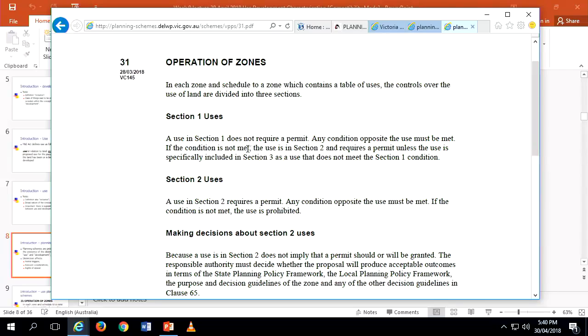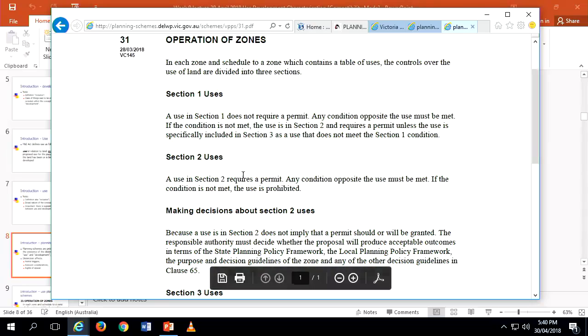If the condition is not met, the use is Section 2 and requires a permit, unless it's actually in Section 3. Section 3 means it's prohibited. Okay, so that applies through all of the different zones, that concept. And it's a pretty powerful imposition on what does and doesn't happen on land, for whatever the definition is.